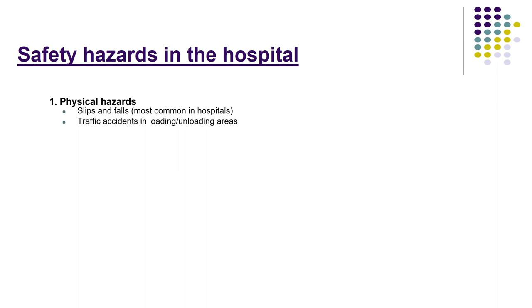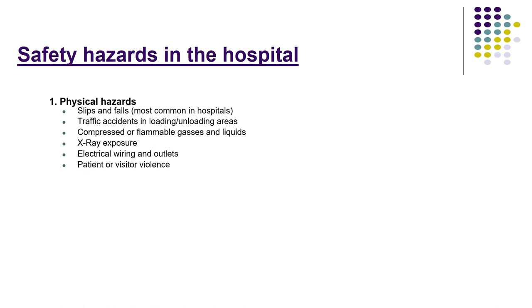Okay, just before we talk about the safety threat to the hospital, now we talk about the safety hazard in the hospital. Okay, the first one is physical hazards, such as slip and fall, traffic accident in the loading and unloading area, compressed or flammable gases and liquid, X-ray exposure, electrical wiring and outlets, patient or visitor violence. Number two, mental illness. It's also a safety hazard in the hospital. Substance abuse, a person influenced under the drugs or alcohol, and stress and worry. The people who are admitted to the hospital always feel stressed and they are worried about their life.